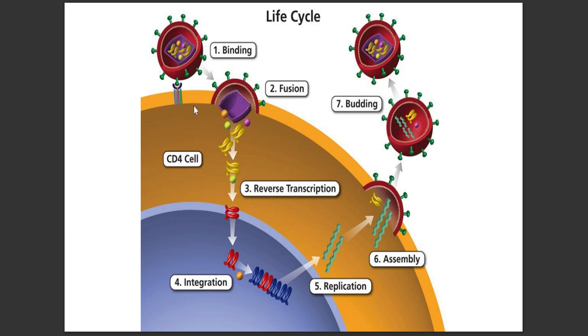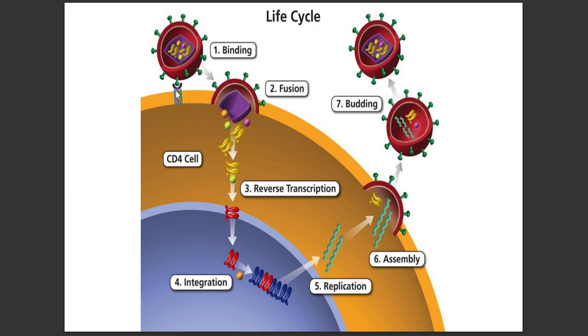If it is a T cell, we're going to have the CXCR4 core receptors. If it is the macrophages, we're going to have the CCR5 core receptors. So the first thing that the HIV virus does is that it's going to bind to the receptors.